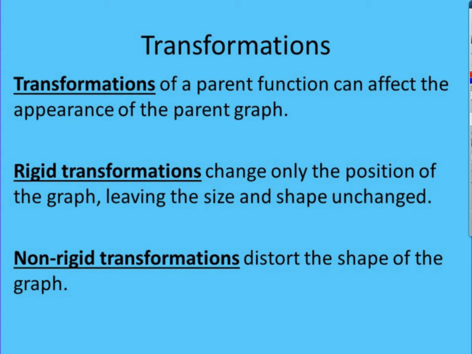Transformations of parent functions can affect the appearance of the parent function. We can have rigid transformations, or we can have non-rigid transformations. A rigid transformation changes the position of the graph, but keeps the size and the shape of it the way it is. A non-rigid transformation will distort the shape of a graph.